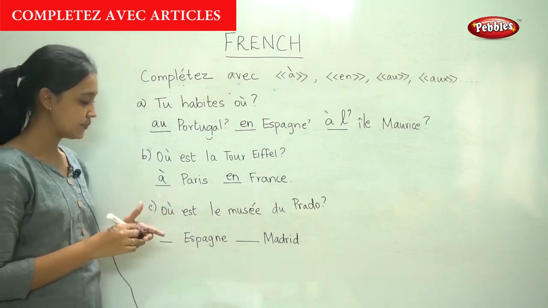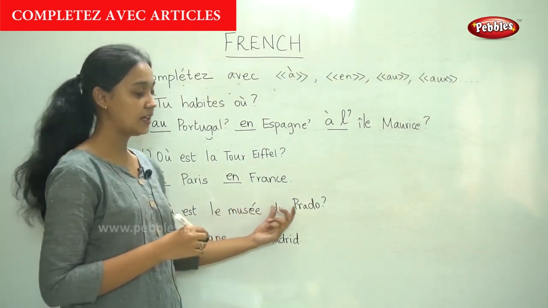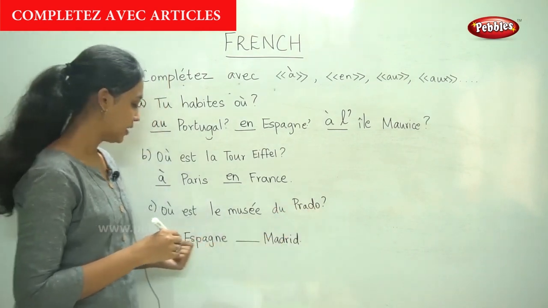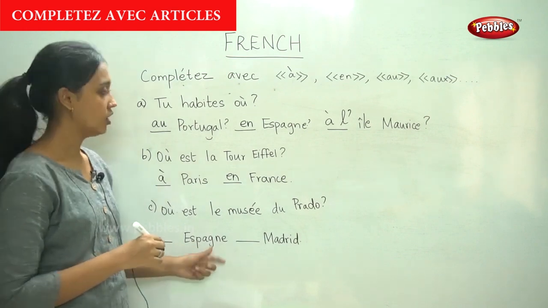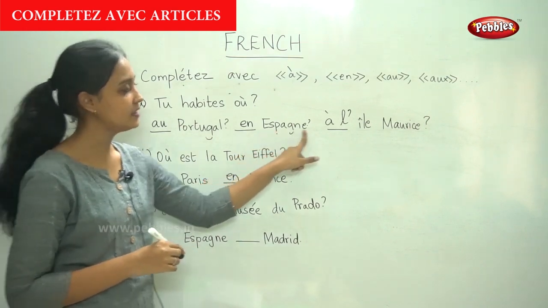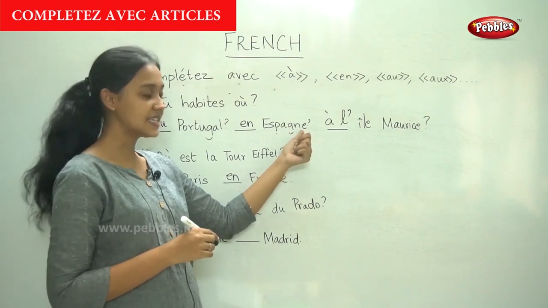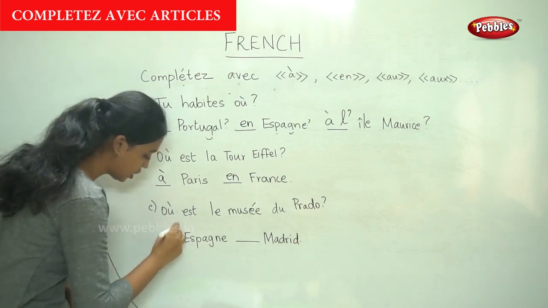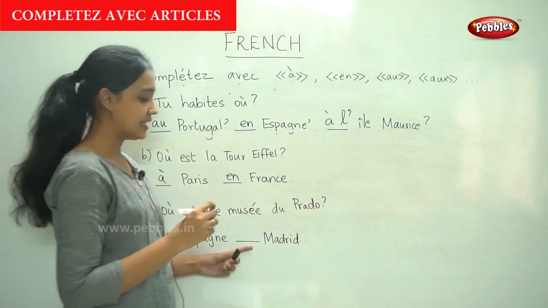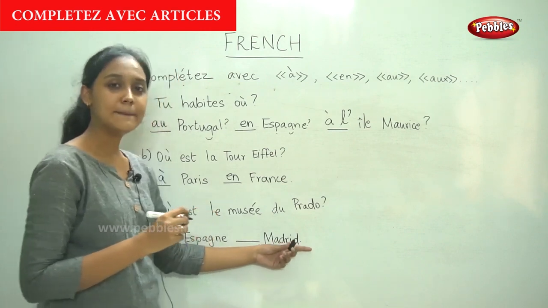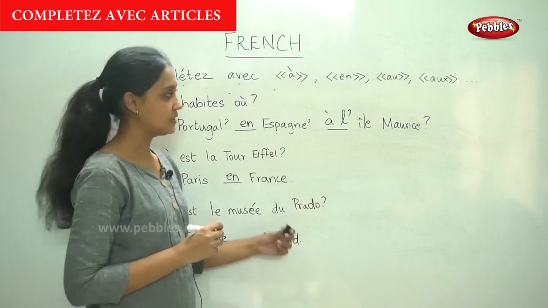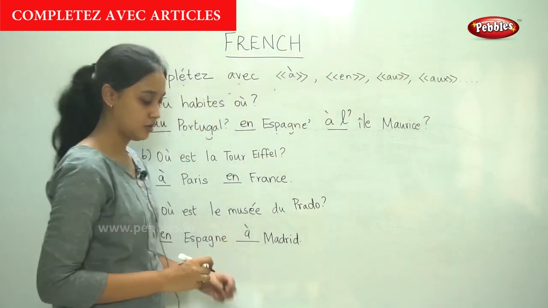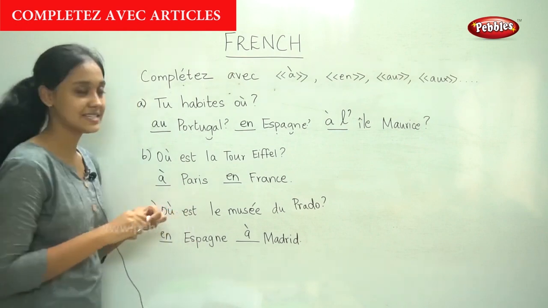The next sentence: "Où est le musée du Prado?" Where is the Prado Museum? Dash Espagne. As we already know, Espagne is the name of a country and it is in the feminine form. So we write "en Espagne," dash Madrid. Now Madrid is the name of a city. So which one would we include? It is "à."